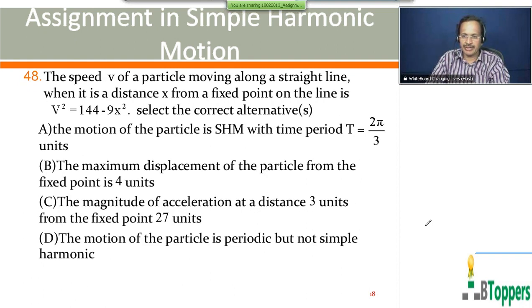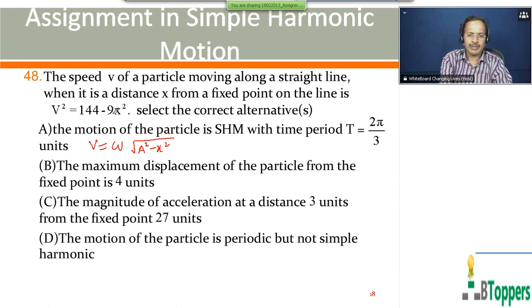See the next question, 48. The speed v of a particle moving along a straight line when at a distance x from a fixed point on the line is v square equal to 144 minus 9x square. Select the correct alternatives. The magnitude of velocity for a particle performing SHM at any instant can be written in the form v equal to omega into root of A square minus x square. So let us write the given equation in this form.